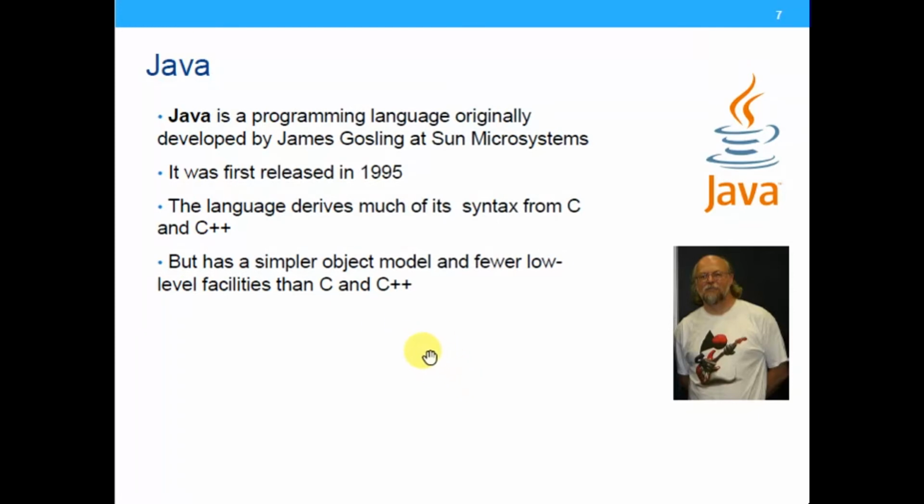Firstly, what's Java? Java is a programming language originally developed by James Gosling at Sun Microsystems. This is just the company that developed Java. It was first released in 1995. The language derives much of its syntax from C and C++. If someone knows how to write C and C++ programs, he can understand Java very easily, but it has a simpler object model and fewer low-level facilities than C and C++. It's more simple. It's more like English.